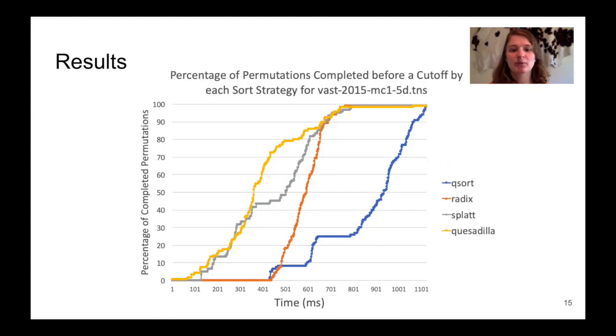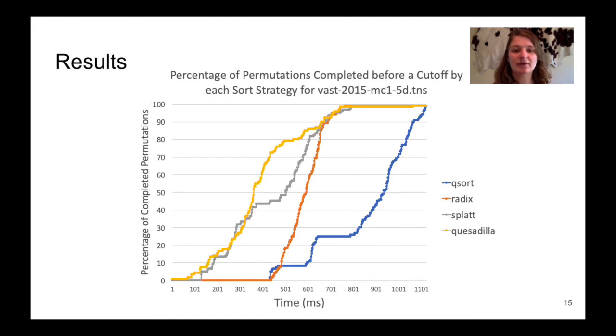In this graph, we plotted the percentage of permutations that ran under a given runtime to visualize how the sort strategies performed across different permutations. The x-axis here is the absolute runtime in milliseconds, and the y-axis is the percentage of permutations that were completed before that time for each sort strategy. For example, if we look at around 350 milliseconds, we can see that 50% of the trials for Quesadilla strategy have completed. For radix sort, the median runtime of permutations is closer to 600 milliseconds.